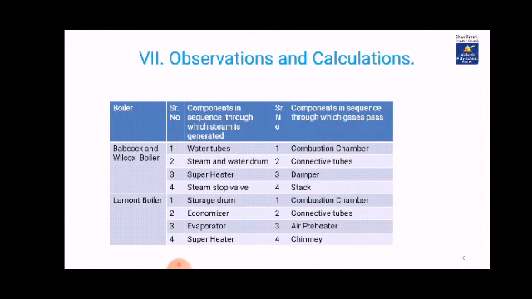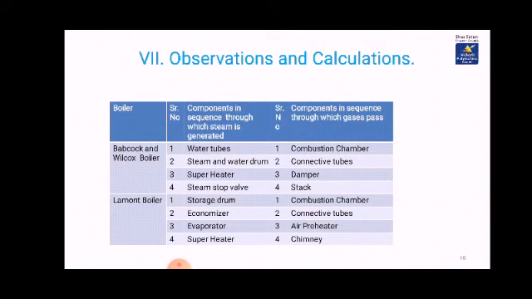Now we have the observations and calculations. The first column is boiler, Babcock and Wilcox boiler, the boiler which we studied first. The second column is serial number. The third column is components in sequence through which steam is generated. Next, serial number, and components in sequence through which gases pass.